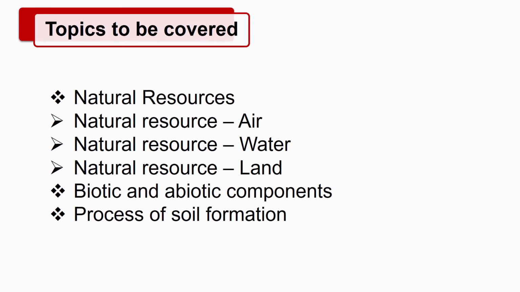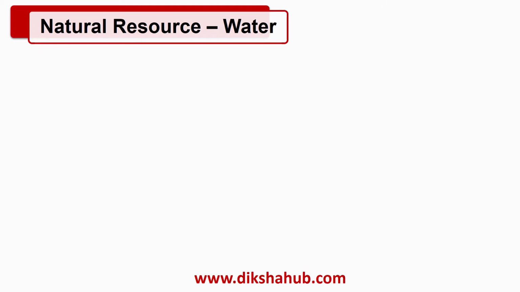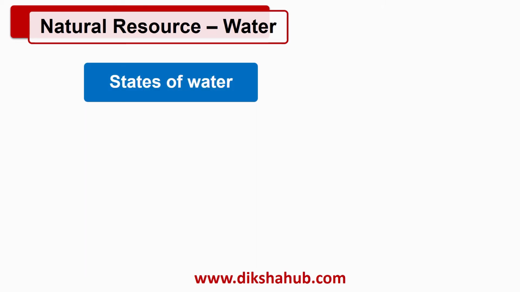Topics to be covered in this video are: in the previous video of this chapter, we saw what is meant by natural resources: air, pollution, layers of atmosphere, and ozone, the protective shell. The next natural resource is water.